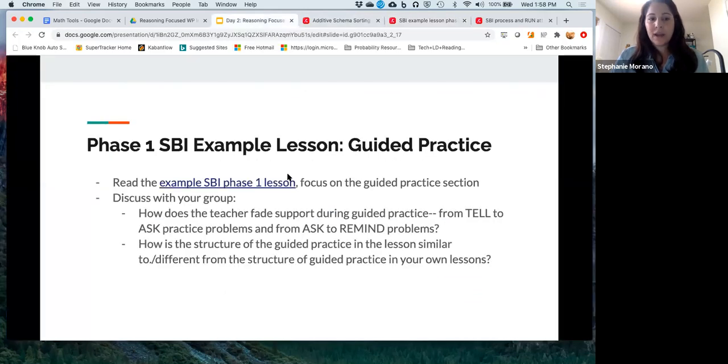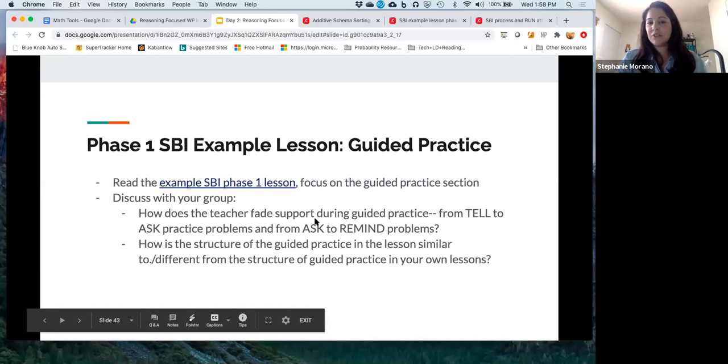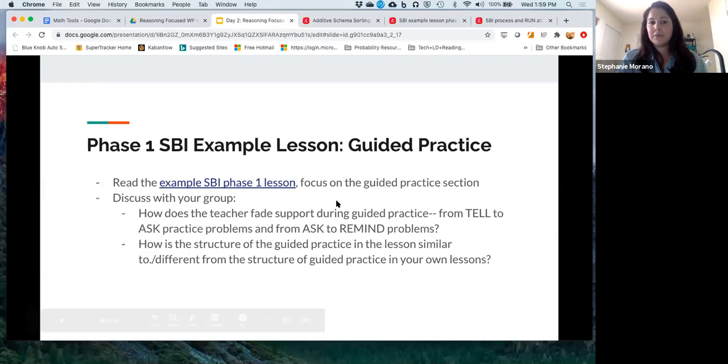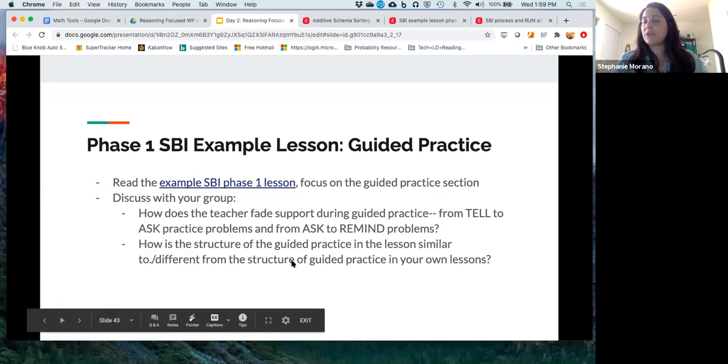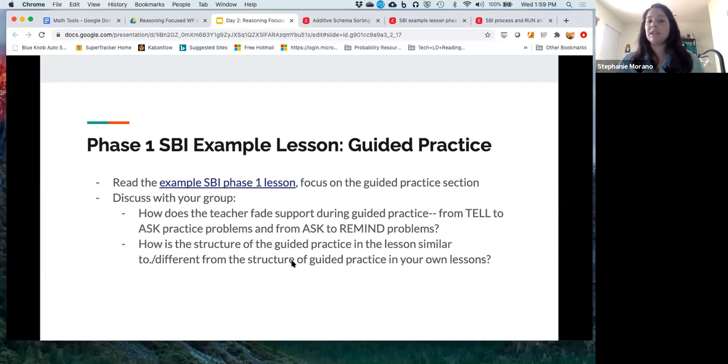So what I would love for you to do before we come back together for our last part of this series is look over that example lesson plan, and ask yourself these questions. How does the teacher fade support during guided practice, from tell to ask and from ask to remind level problems? Those are all labeled in the lesson, so that should be easy for you to think through. And then, how is the structure of guided practice in that lesson similar to or different from the structure of guided practice in your own lessons or lessons that your partner teaches in math? Just think about similarities and differences if you can.